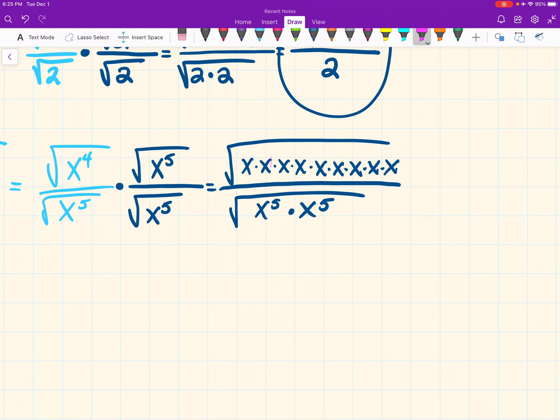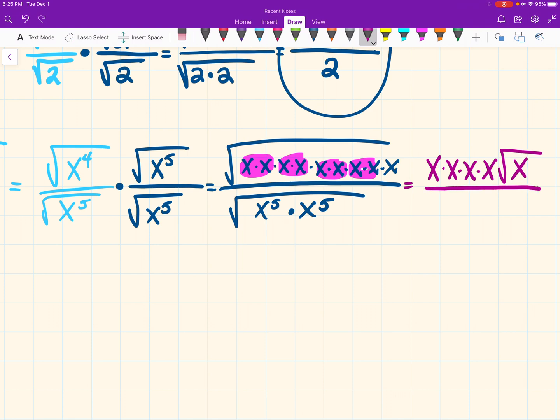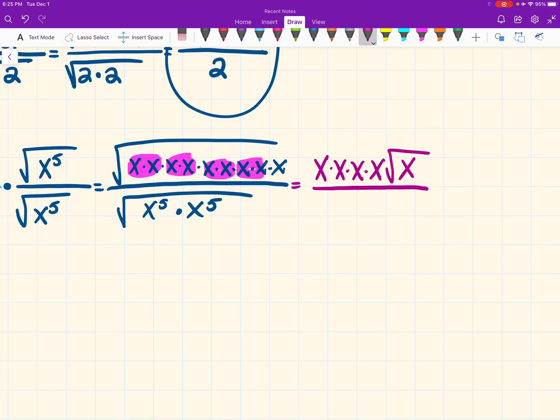So what does that mean? Well, let's do some jailbreaking. We have 1 group, 2 groups, 3 groups, 4 groups that can escape. So if 4 groups can escape, that's really not 4x, that's x times x times x times x. Left behind is an x. On the bottom, what can escape? Well, x to the 5th. I didn't bother to write them out because I knew I already had partners. So I just made them escape this way.